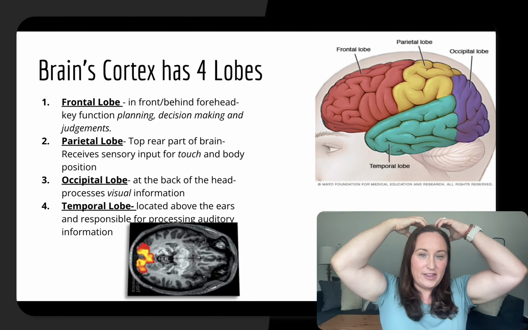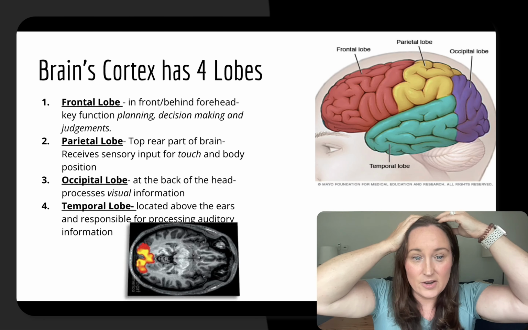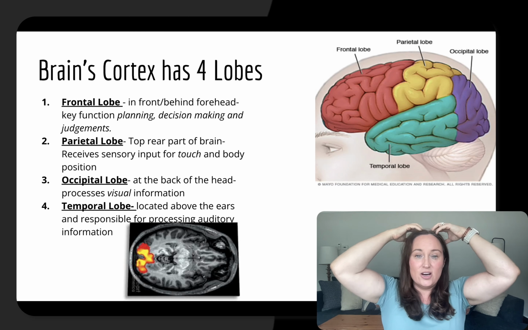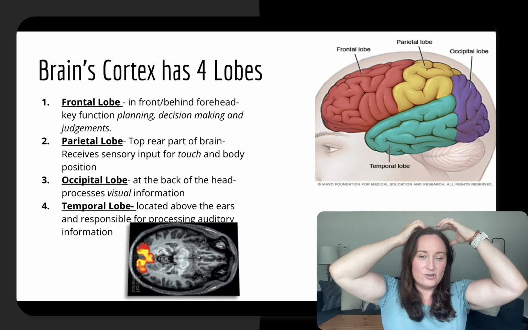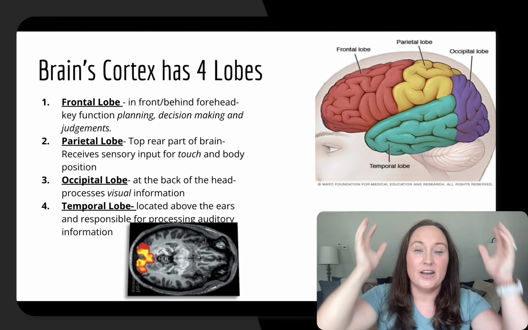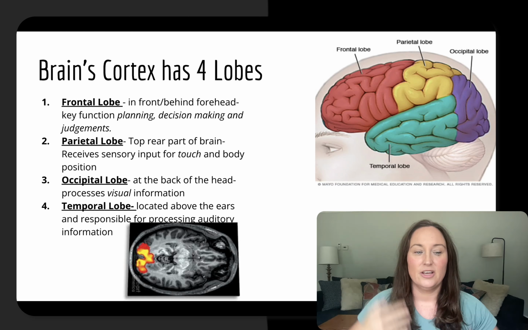Next, you want to go like this. You are shampooing your hair. This is your parietal lobe. This is touch and body position, right? So when you're shampooing your hair, you're scrubbing, you're touching your scalp and massaging your scalp. So we want to think parietal, shampoo, touch.